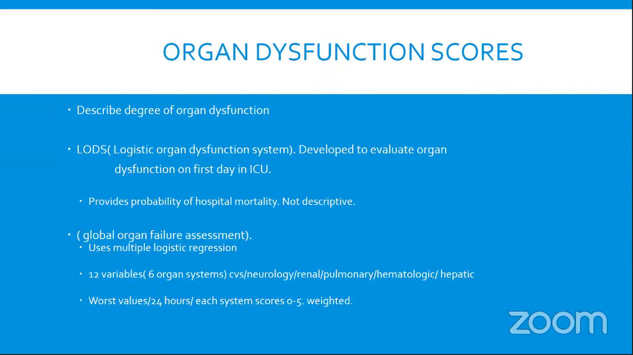it looks at 12 variables in 6 organs: the cardiovascular system, neurology or central nervous system, renal, pulmonary, hematologic, and hepatic. You look at these 6 systems, and it creates 12 variables out of all these. You look at what values occur in 24 hours. And then you give a weight, from 0 to 5, to each of the physiological variables which appear on the charts.